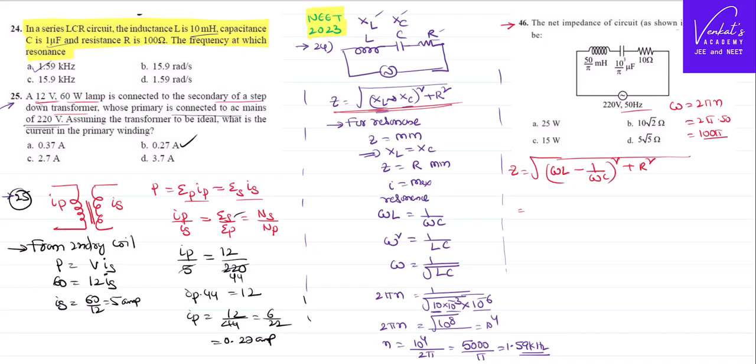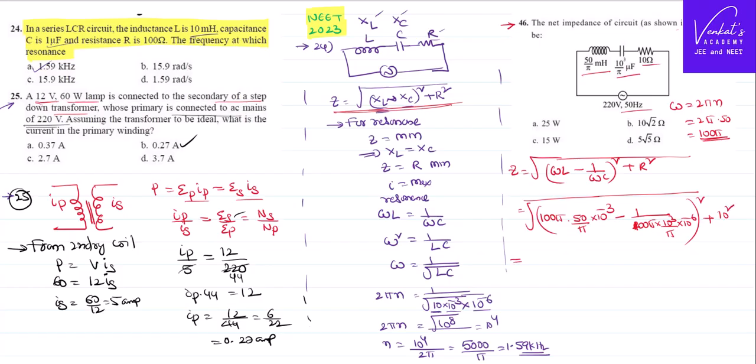Let us substitute the data now. Square root of omega, as I have calculated, 100 pi, times L, which is 50 by pi milli, that is 10 power minus 3, minus 1 by omega C. Omega again is 2 pi N, that is 100 pi as we have calculated. C is given for you as 10 cube by pi into 10 power minus 6. Whole square, plus R square. R square is 10 square.